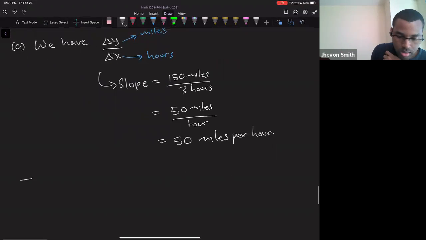So here, the slope is actually equivalent to how fast it's moving.